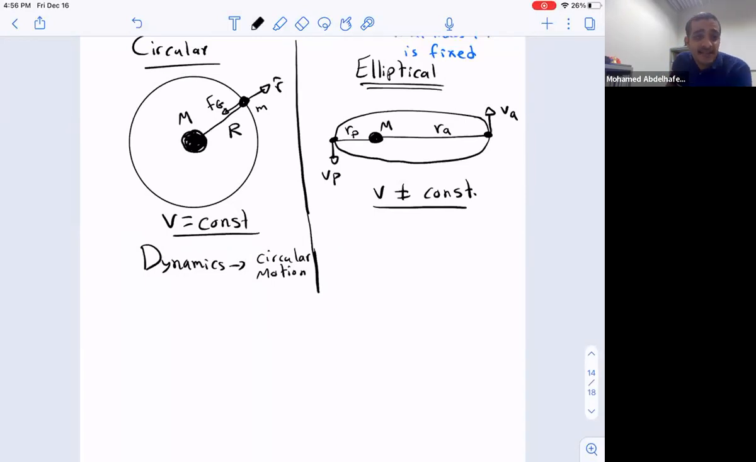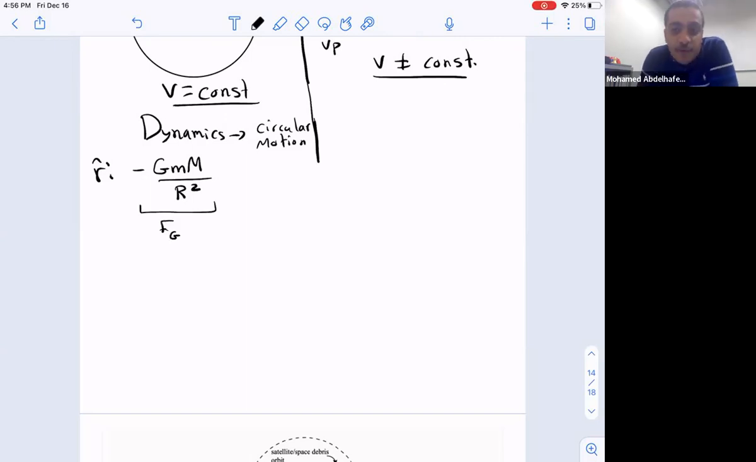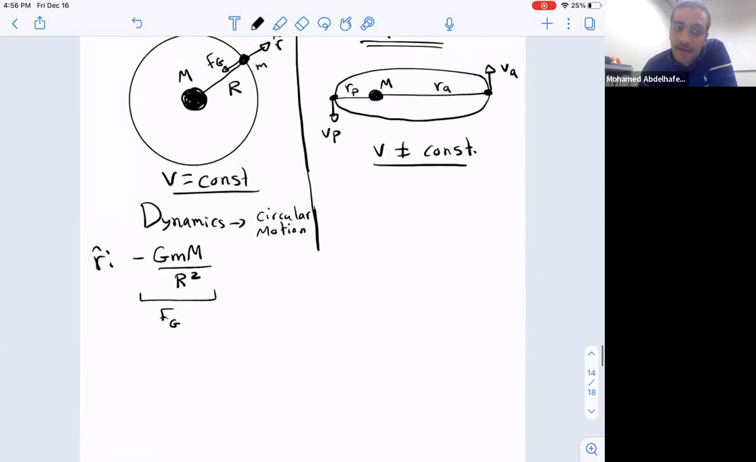So the force of gravity is inward, which makes sense because you need a force creating the inward centripetal acceleration. So the dynamics here is very easily in the r hat direction. The equation is minus GMm over r squared. This is the force of gravity. Why minus? Because it's inward, and r hat is outward. So it's against my r hat. And this is the form of the gravitational force, GMm over r squared.